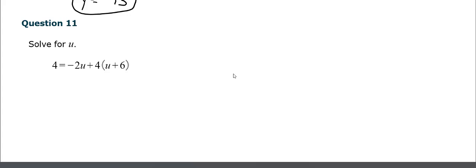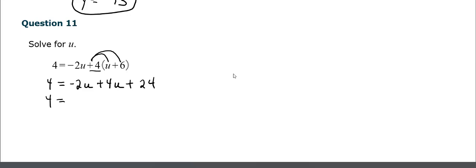So again, nothing we can do on the left hand side, but on the right hand side we need to remove the parentheses and then combine like terms. When there is a value touching the parentheses directly, we take that value and distribute or multiply it times everything that's in parentheses. So the negative 2u stays as it is, and we distribute or multiply positive 4 times u, which is positive 4u, and positive 4 times positive 6, which is a positive 24.